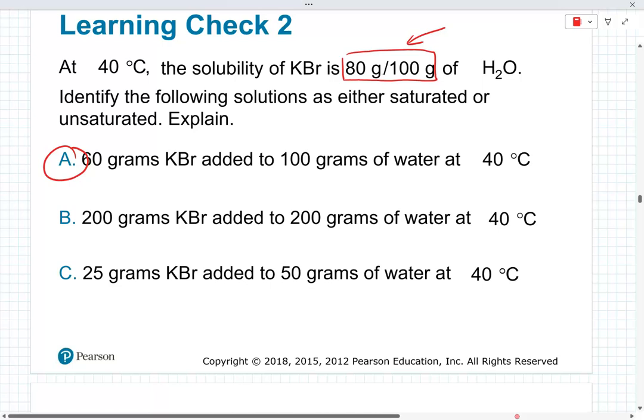This 60 per 100, saturated or unsaturated? What do you think? Well, can you explain why it's unsaturated? Yes, because it's not the maximum amount. It can be dissolved in 100 grams. Okay? What about number 2? Saturated. Why do you think so? Because it's over 80 grams. So if 80 grams. Yes.